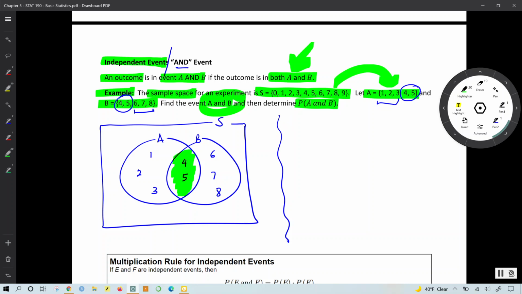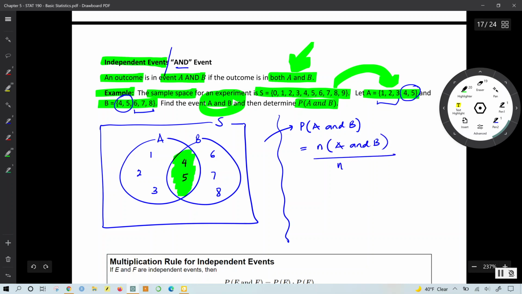So it follows then that the probability of A and B will be how many points you have in both A and B out of how many points you have in the entire sample space. Well, in both A and B, we have the numbers 4 and 5. The count of those numbers will be 2, out of how many points we have in the sample space. In the entire sample space, we have 10. So the probability is 2 divided by 10, same as 0.2.